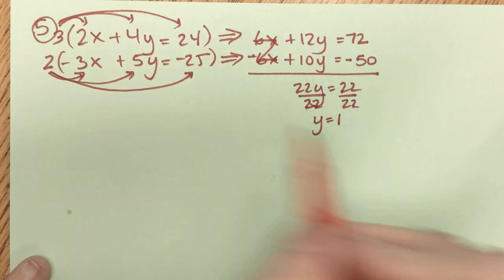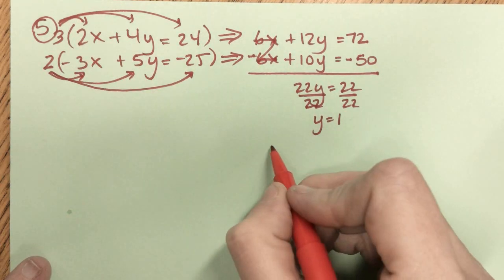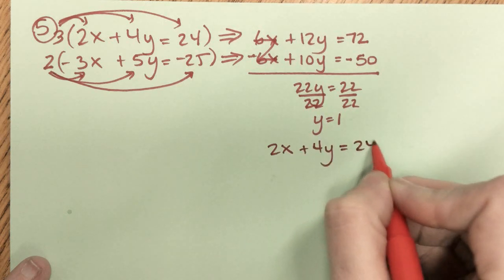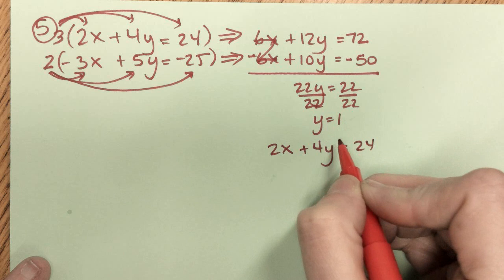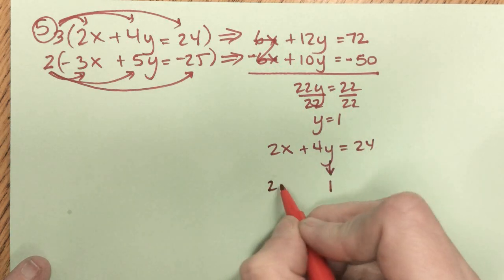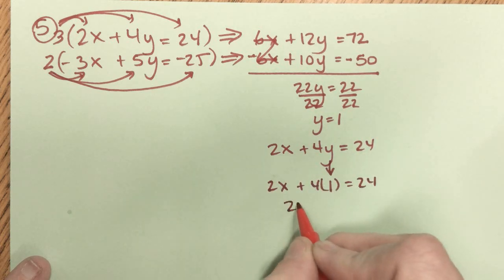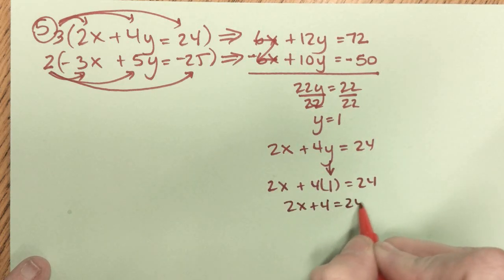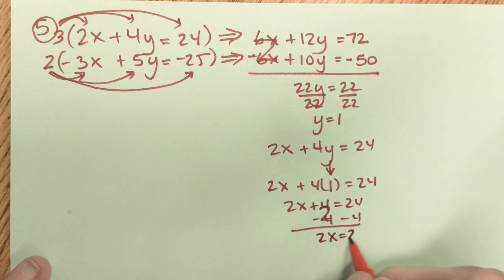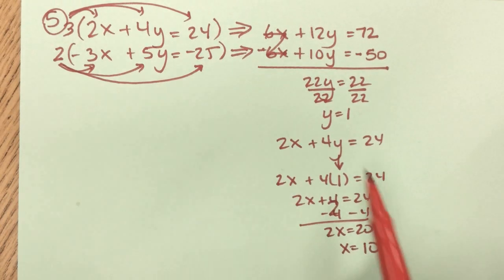I'm going to use my y value to find my x value. So I take one of the original equations. You know, I like to take the first one. And I substitute this y in right there. So I'm going to make y 1. So 2x plus 4 times 1 equals 24. 2x plus 4 equals 24. I subtract 4 from both sides. 2x equals 20. That makes x 10. So I think x is 10 and y is 1.